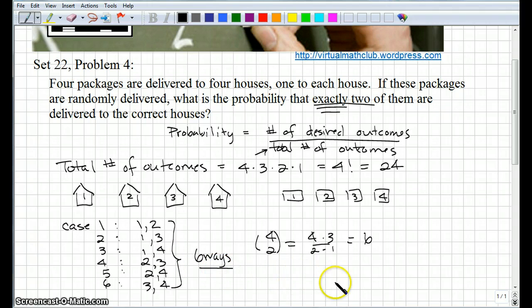All right, so we have the numerator and the denominator now. The probability is equal to 6 over 24, which is equal to 1/4. All right, and that's our answer.